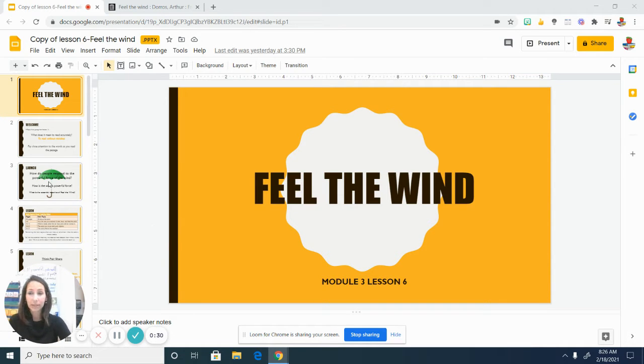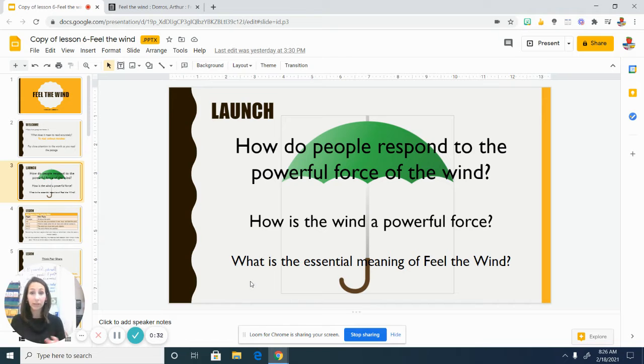Before we talk about this essential meaning, let's just quickly look at our pizza questions. It always helps to focus our lessons for the day. The whole pizza question that we are still working on and will continue throughout the rest of this module is, how do people respond to the powerful force of the wind? Then our slice of pizza question is, how is the wind a powerful force? And our one bite of pizza question is, what is the essential meaning of Feel the Wind? And that's what we're going to talk about now.